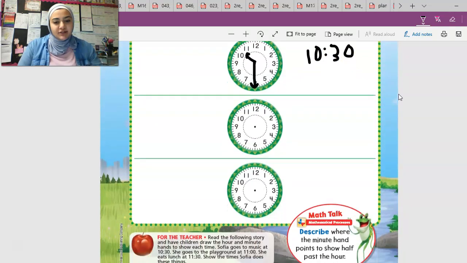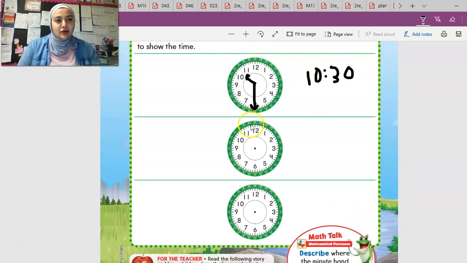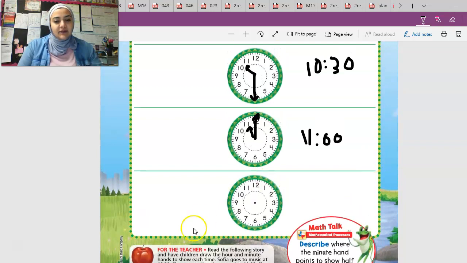All right, let's look at the next thing she does. She goes to the playground at 11 o'clock. 11 o'clock means that the big hand is on the 12, and the small hand, the hour hand, is on the 11. This clock here shows me 11 o'clock. And then the last thing Sophia does is she eats lunch at 11:30.